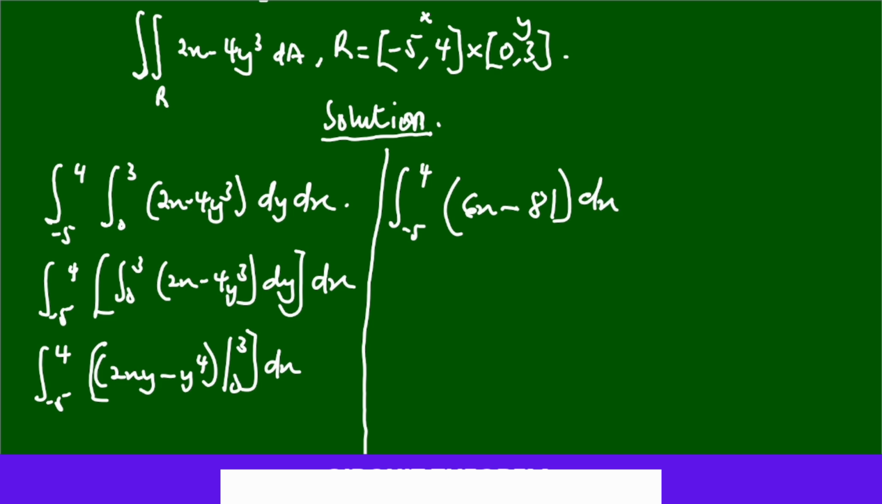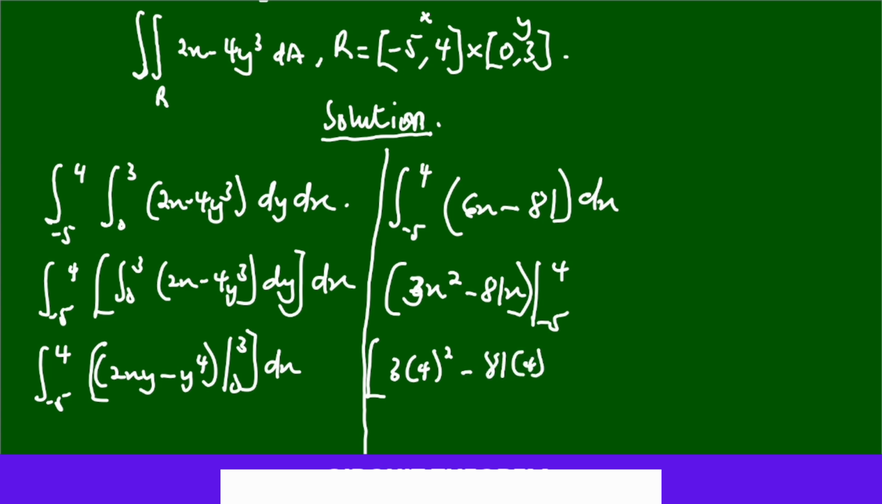Now I integrate this with respect to x. So now I integrate this and I get 3x squared minus 81x, and all this with the interval negative 5 to 4. So now I put the values and I'm getting 3 times 4 squared minus 81 times 4, all that minus 3 times negative 5 all squared minus 81 into bracket negative 5 close bracket.